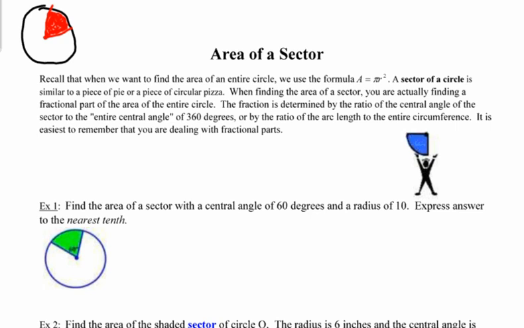And again, it's easiest to remember when you're doing this that what we're really dealing with here is fractional parts. So I'm going to think about this as part over the whole, where my wholes and my parts consist of central angles, sector areas, and arc length. For instance, I might compare the measure of the central angle of the sector to the entire 360 degrees contained within that circle.